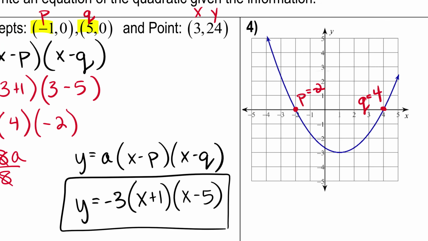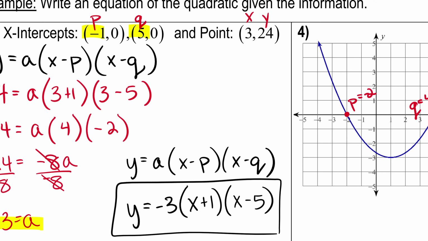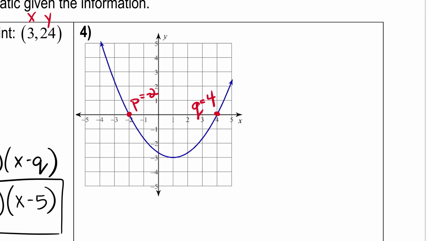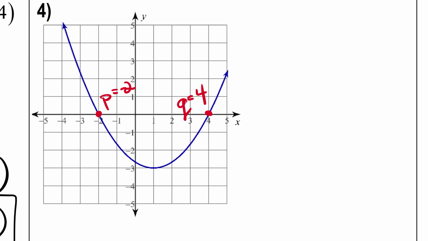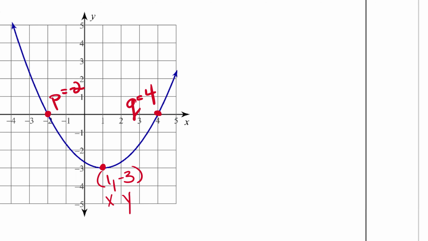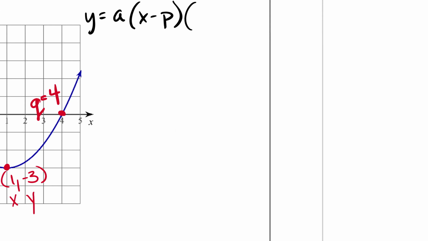And then, just like on number 3, I just need a point. It doesn't matter which point it is. Any point will do. So if I'm looking at this one and I'm going through my line, really the only point that I have is right here. And so that point is 1, -3. And that is my x and my y. So I have P, Q, x, y. I can do the same thing I just did. So I have y equals A, x minus P, and then x minus Q.